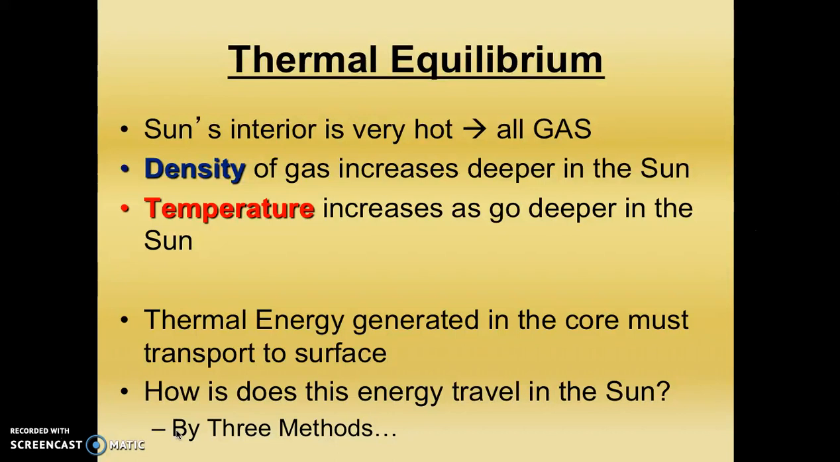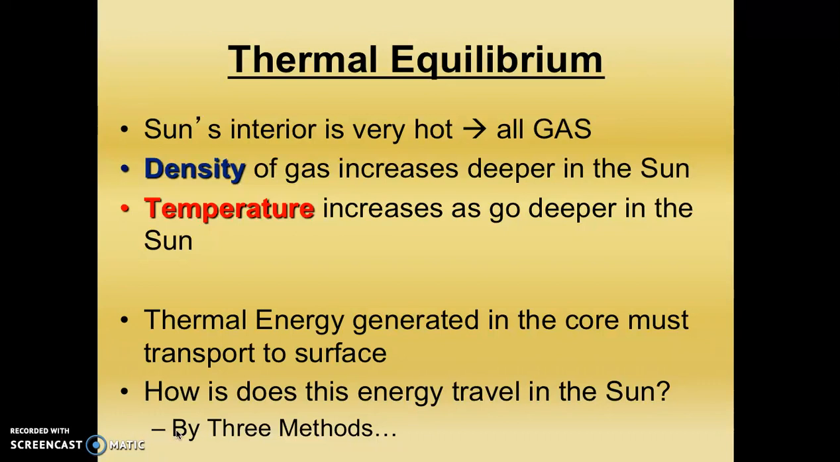Okay, we left off talking about hydrostatic equilibrium, and now I want to talk about thermal equilibrium. Hydrostatic equilibrium was the equilibrium of the gas wanting to push out, balancing with pushing in. Because of this, the density is going to change within the sun. The sun's interior is very hot and it's made of all gas.